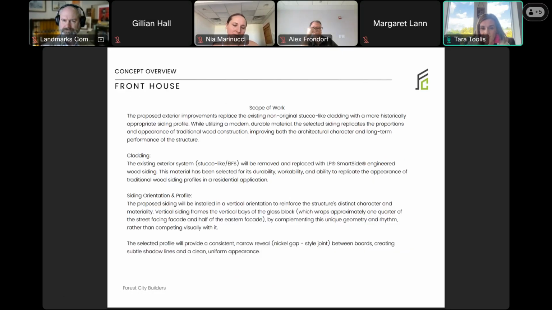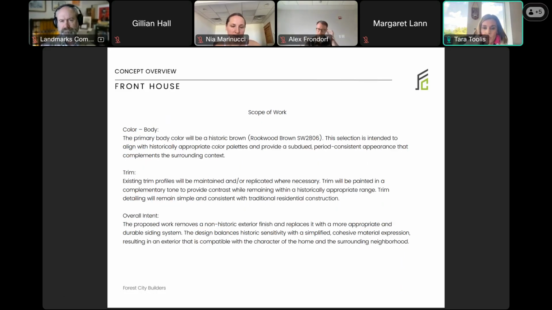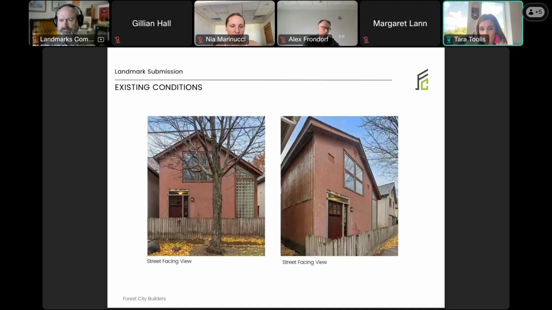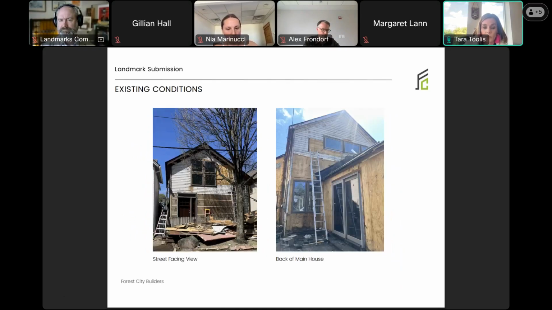Keep going, sorry. So here's just the scope of the work. I'm sure you all reviewed this prior to. If you keep clicking through, you'll see photos of the existing home and then what we're proposing as far as vertical siding on the front and then the remainder of the main house.